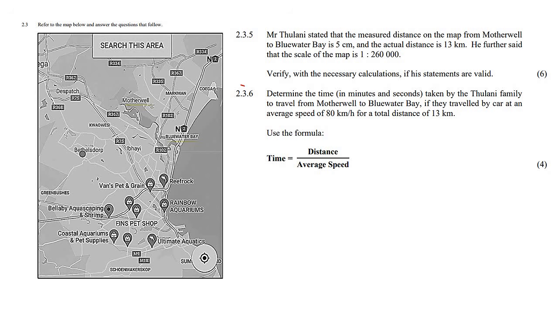Okay, this next question says, determine the time in minutes and seconds taken by the Tulani family to travel from Motherwell to Blue Water Bay, if they traveled by car at an average speed of 80 for a total distance of 13. So it says use the formula time is equal to the distance divided by the speed, which is 80. Now if we calculate that, don't round off your answer. It's 0.1625.